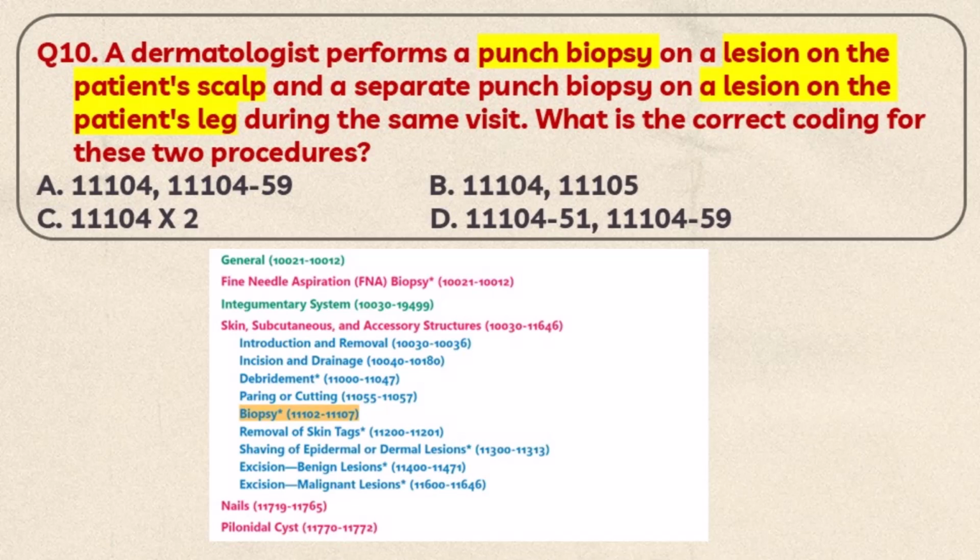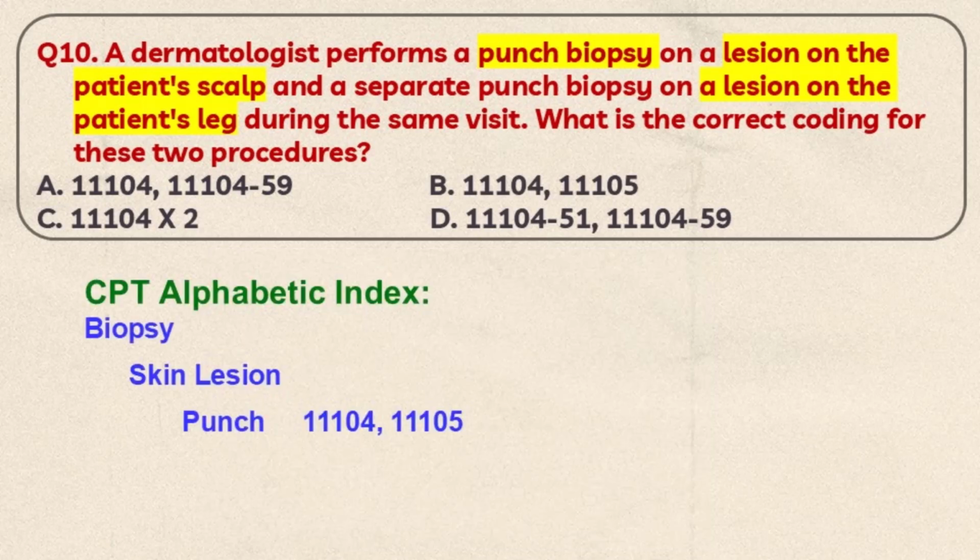If you're using the CPT alphabetic index, you have to go to the index of biopsy, then go to the subcategory of skin lesion, then go to the subcategory of punch. It will lead you to the following two codes. So let's see the code.